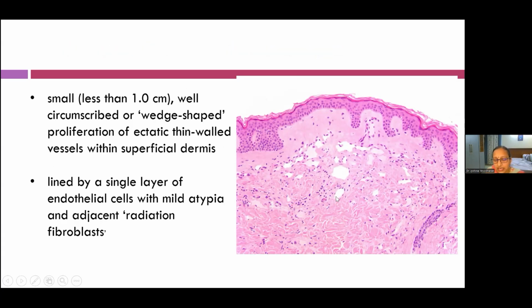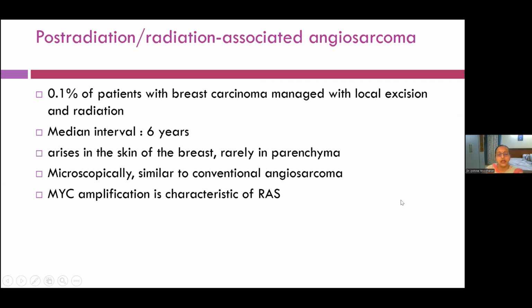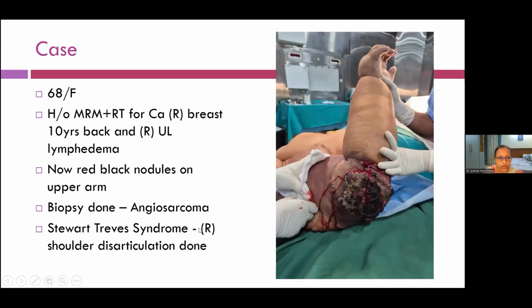They generally follow a very benign course. So here you can see a collection of dilated, thin-walled vascular channels, a very circumscribed area. But what is most dreaded is a post-radiation or radiation-associated angiosarcoma, which occurs in around 0.1% of patients with breast carcinoma managed with local surgery and radiation. So the median interval is around 6 years, and it arises in the skin of the breast, rarely in the parenchyma. Microscopically, they're not very different from the conventional angiosarcomas.